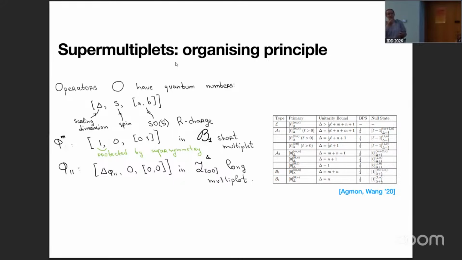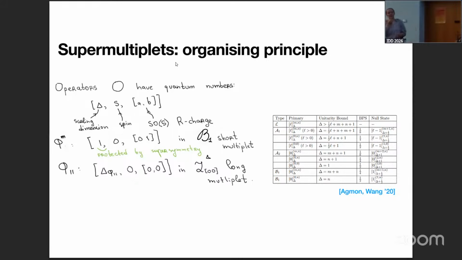So we have a set of quantum numbers corresponding to this operator, of course, the scaling dimension, spin, and R charge. Okay, so going back to the scaling dimension. Due to supersymmetry, some of the scaling dimensions will be protected. For example, for this insertion phi m, it will be just 1 because it belongs to the beta 1 short multiplet. And then phi parallel actually belongs to one of the long multiplets, so its scaling dimension will depend on the coupling and will flow.